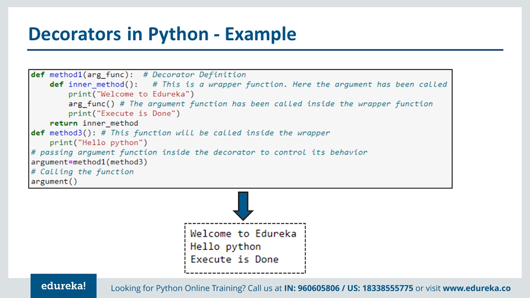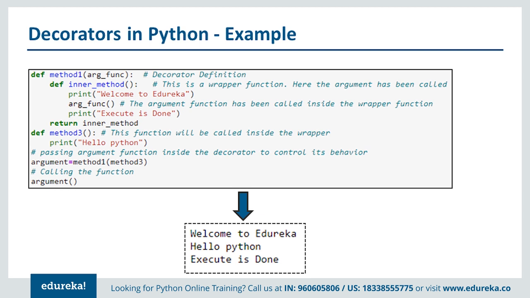So you not only can give keywords or strings or integers or actual values, you can also pass on particular functions here. Now we have another method called method 3, in which we are trying to print simple hello Python here. Now in the calling mechanism, we are saying that argument is equal to method 1 with a particular argument called method 3. So we are giving method 3 as an argument to method 1. Which will really mean that method 3 will be executed between the execution of welcome to Edureka and execute is done. So arg_func will be replaced with method 3, and that's how you will be able to get the overall mechanism.